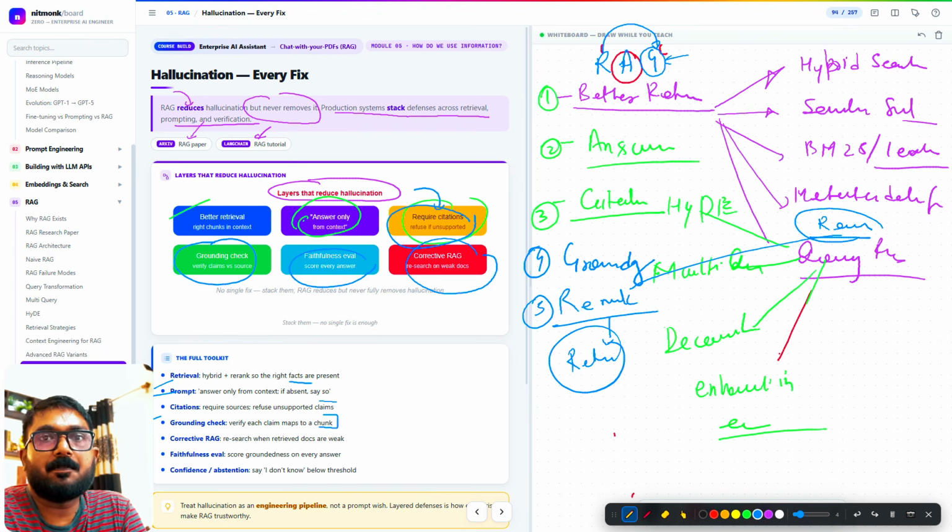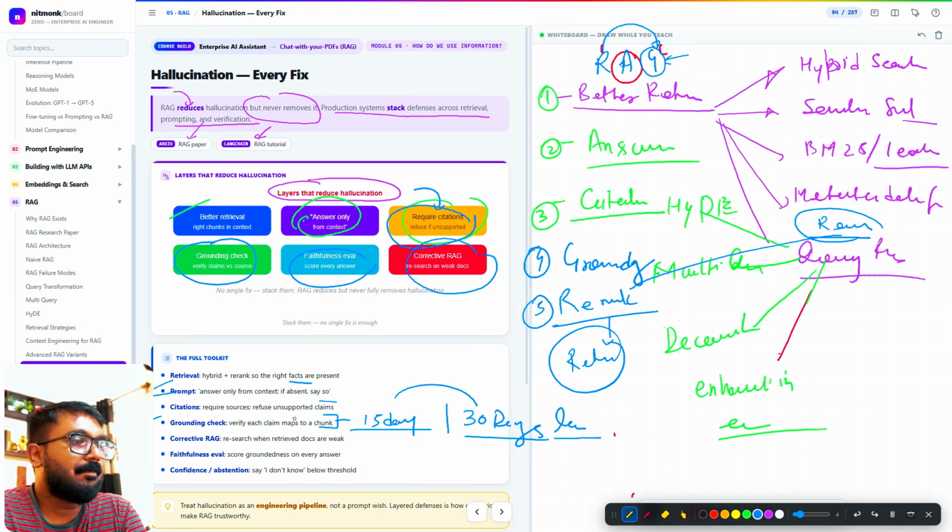Chunk is the retrieval, right? And then it goes to the LLM. Then generation will happen. The generation and the chunk should match, right? Let us say the chunk says 15 days leave, right? And somehow the LLM generation says 30 days leave, then that is a totally different answer, correct? Then we have to avoid this. Then there is faithfulness evaluation, score groundedness on every answer, confidence and abstain.